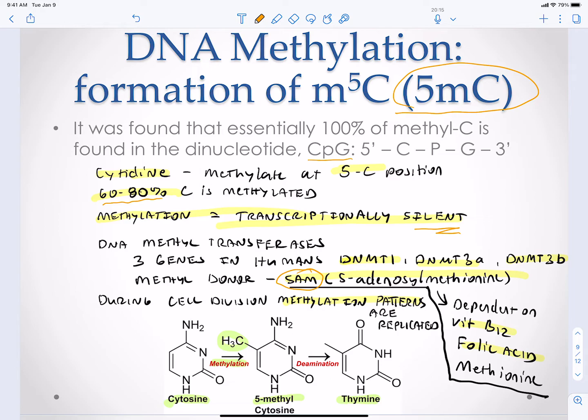So during cell division, again, these patterns of methylation have to be replicated. You can see here we have cytosine, and that's going to get methylated at that 5-carbon position. So it's a 5-methyl cytosine. And then this can get deaminated. In this case, we're removing our nitrogen, and it can become thymine through deamination processes.